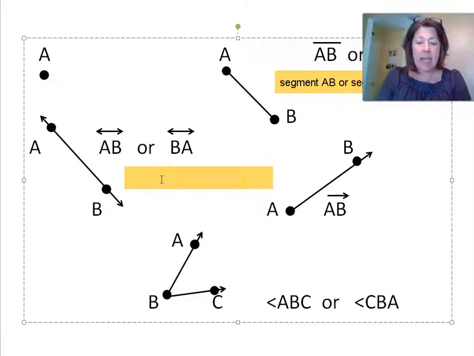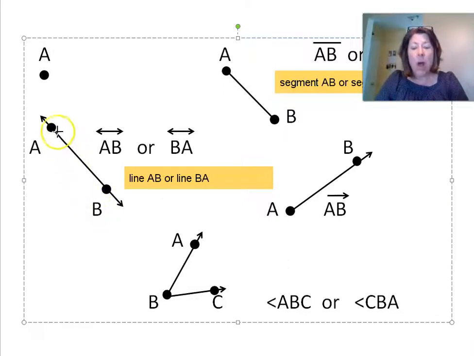And again, I can name this 2 ways. It's line AB or line BA. Why? Because I can travel in either direction and travel as far as I want to. Remember that this arrow is telling me that this line can technically still keep going off the page. Same with in this direction.